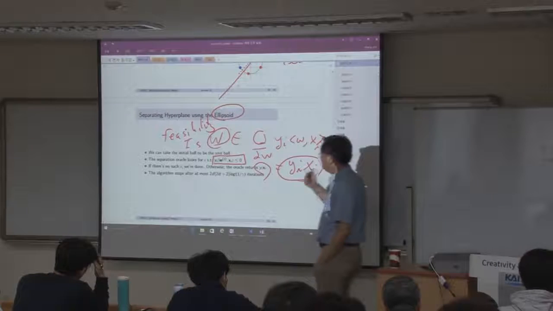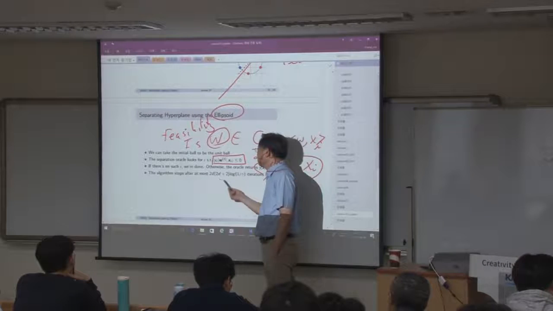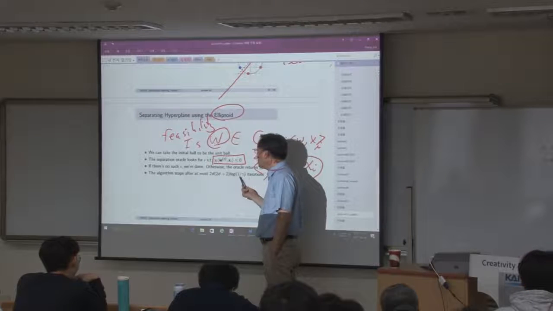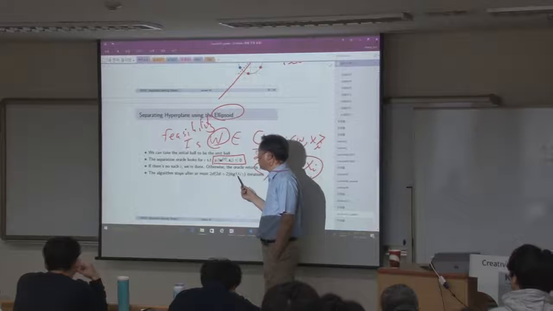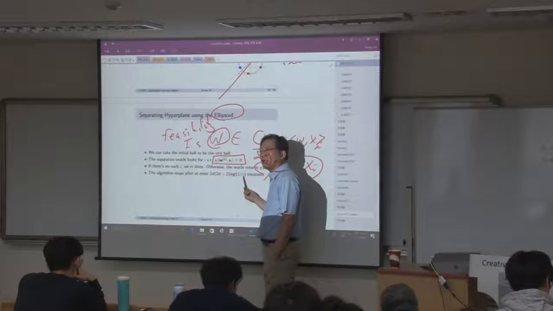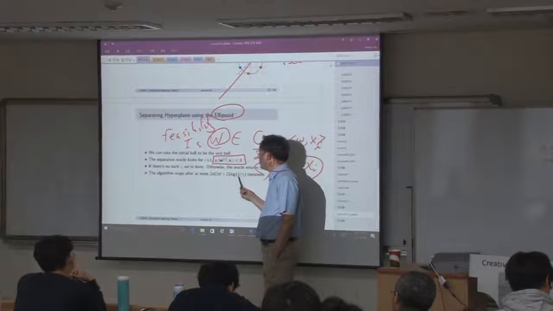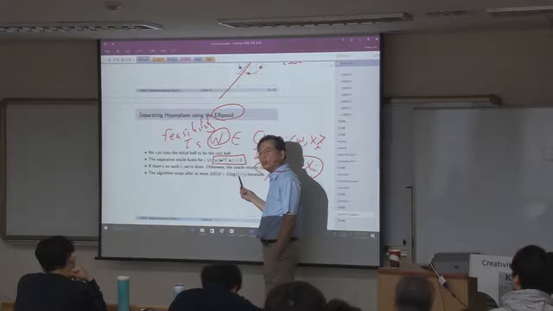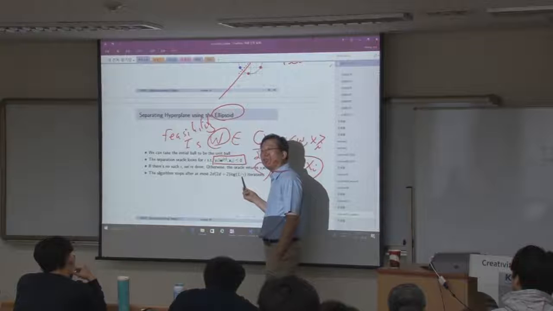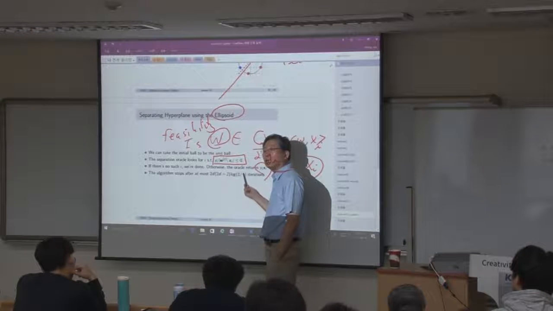With that, you can update your W and also your A. And after this many iterations, what happened? It is 1 over gamma squared, because we've normalized all our data, the big R is 1.